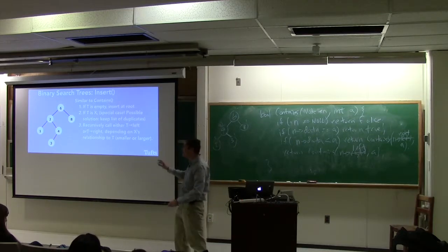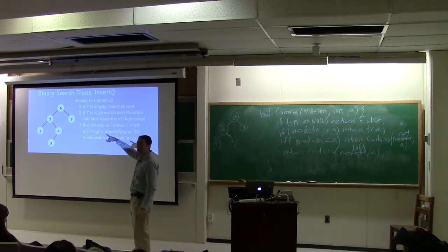But the idea is, let's say we were inserting 5 into this tree. Is 5 less than 6? Yes, go left. Is 5 greater or less than 2? Greater, go right. Is 5 less than 4? Sorry, I lied. Is 5 less than 4? No. So does 4 have a right child? No. 5 has to go right there. Thank you. Question?